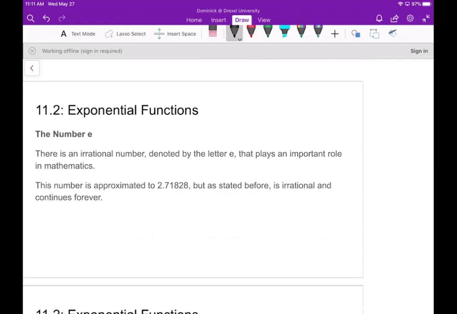Okay. Now, the next thing that we need to talk about is the number e, right? And you are hearing me correctly. I am saying the number e, right? So there is an irrational number that plays an important role in math, and we denote it by the letter e, right? So now we usually approximate this number by saying it's around 2.71828. But like I said before, it's an irrational number and it continues forever. So it's sort of like pi in that sense, right? So you have that this number e is approximately equal to 2.71828, right?